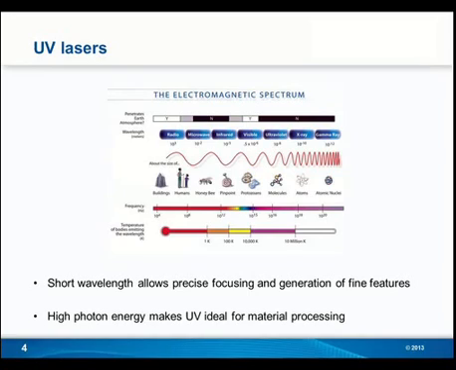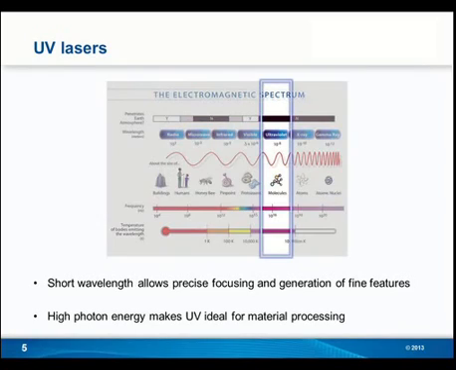So we're going to talk a little bit about UV lasers and why they're so perfect for circuit board prototyping. As you can see on the screen, UV lasers have a very short wavelength. It's actually shorter than the wavelength for visible light. This short wavelength allows for very precise focusing and the generation of fine features. It comes in really handy when you're dealing with circuit board features that are very small. In addition, the high photon energy behind UV light really makes UV lasers ideal for material processing.